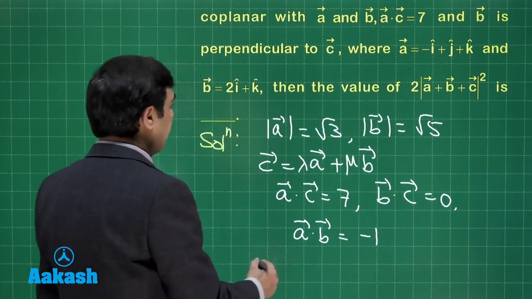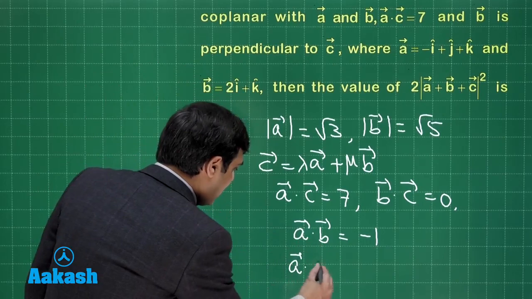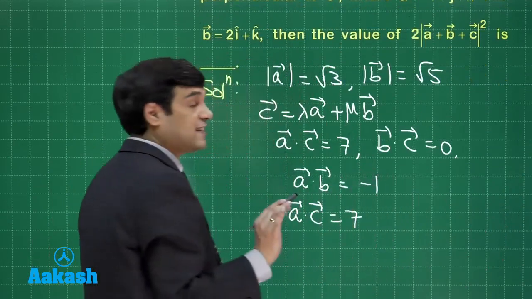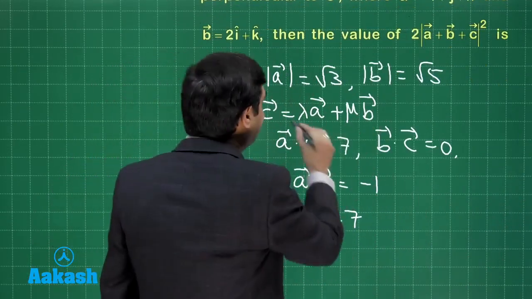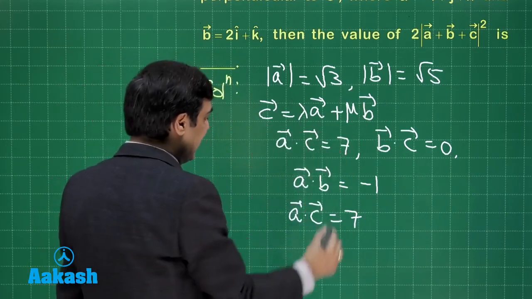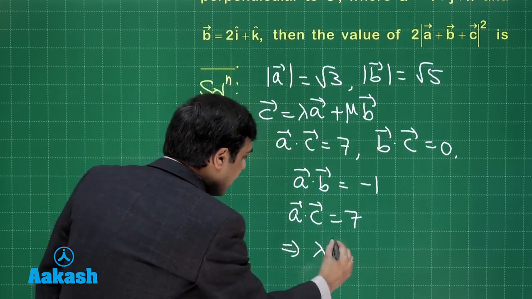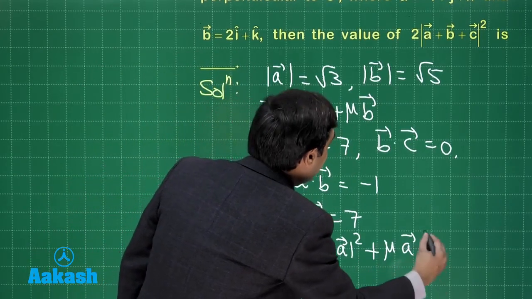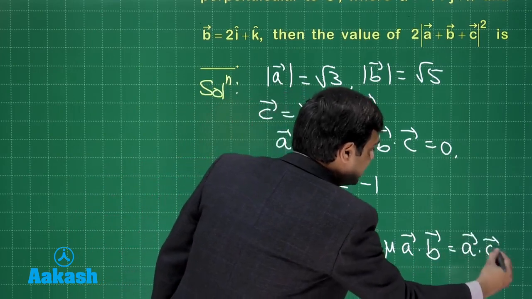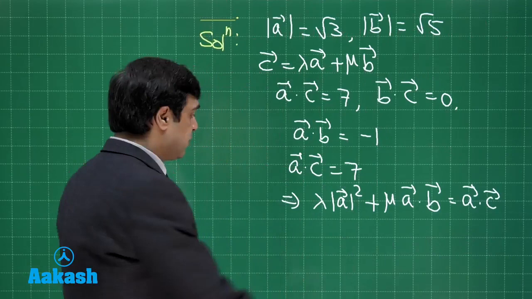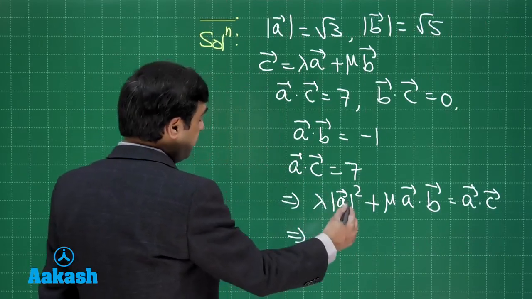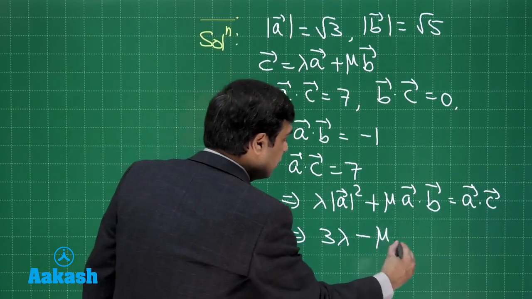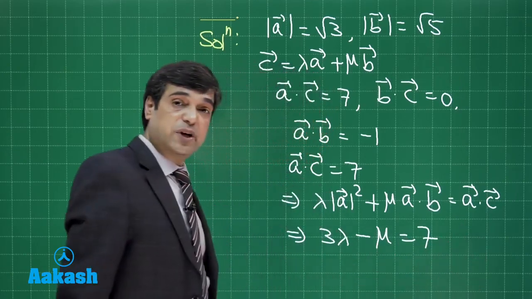What we are looking for now is simply mod c. Now, we can see that a dot c is 7. So, here a is minus i plus j plus k and c is this one. When you take dot product with a, you are getting lambda mod a square plus mu a dot b is equal to a dot c. A dot c is 7. Since mod a is root 3, this is 3 lambda minus mu is equal to 7. This is one more equation obtained.